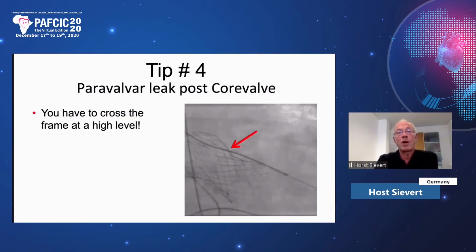Tip number 4, this is an example, paravalvular closure post-CoreValve. It's very important if you have that situation that you cross the frame at a very high level. If you cross right here, then it would be a lot of friction to get the sheath in. But if you cross high up, then you can easily cross the frame and have no friction there, and then you can cross the leak thereafter.